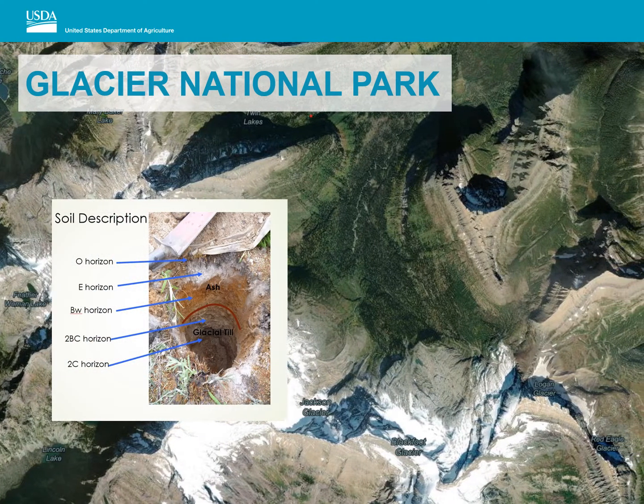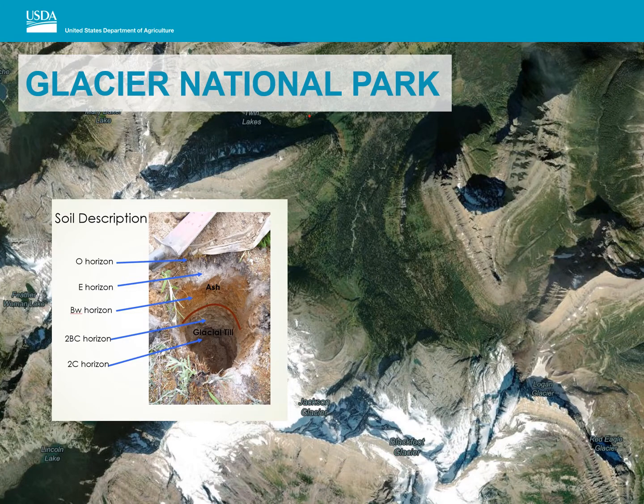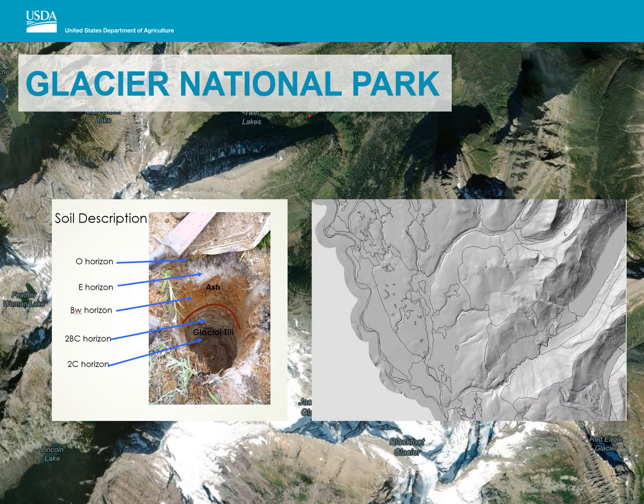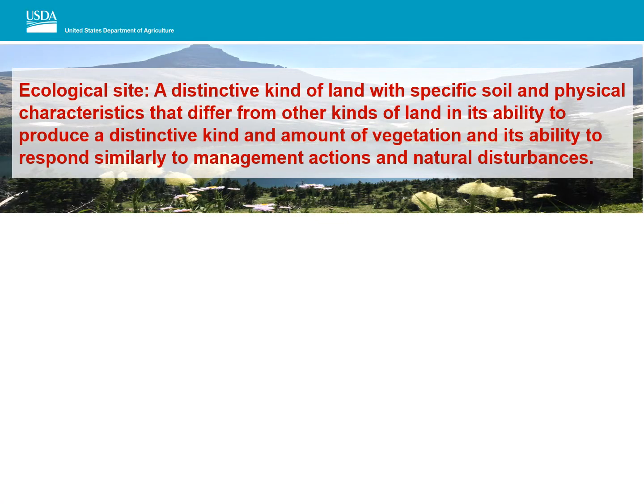NRCS Soil Survey creates descriptions and maps of soils that are stored in the SSURGO database. The polygon map product by NRCS Soil Survey combines landscape-level soil map unit concepts with vegetation relationships through ecological sites. What is an ecological site? The definition is above, but succinctly, it is a unique kind of land.